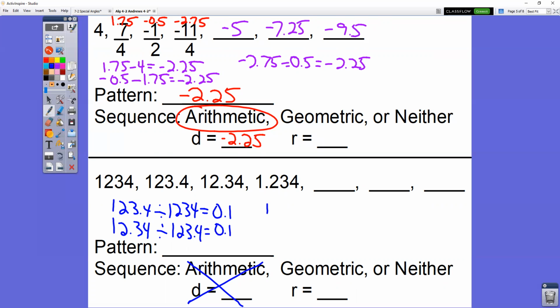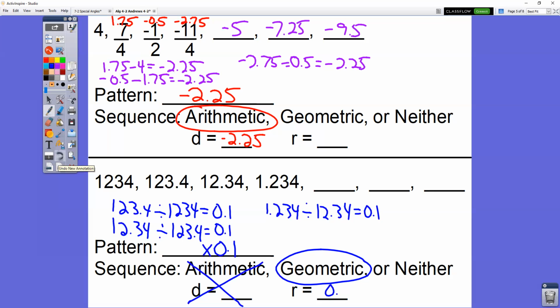When you do that, you get 0.1 again. Try this next one, 1.234 divided by 12.34. Again, you're going to get 0.1. What you're actually doing each time is multiplying by 0.1. So this is geometric. You're multiplying by 0.1 each time. So this is going to be 0.1234. This is going to be 0.01234. And this is going to be 0.001234 when we multiply by 0.1 each time.